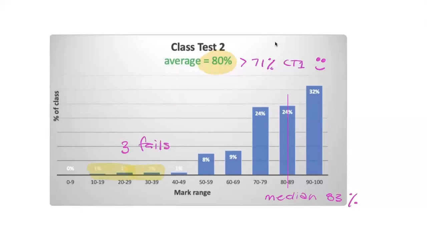Okay, so it looks like these students here who scored in the 40s, 50s, and 60s didn't actually do the practice test, because I'm sure you will have seen that there's a significant overlap between the practice test and the class test. So that probably explains the 80%. Okay, so that's a general overview of the results for class test 2.